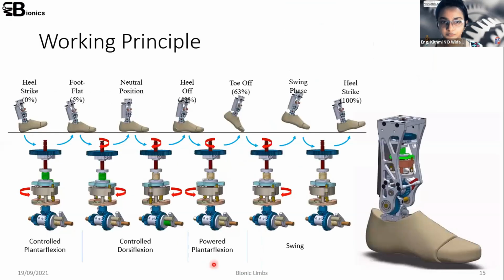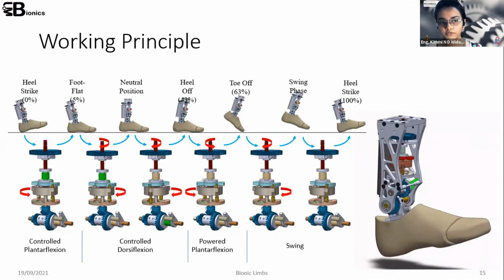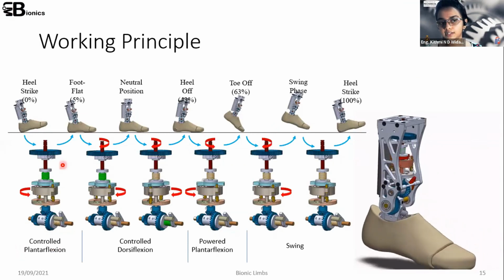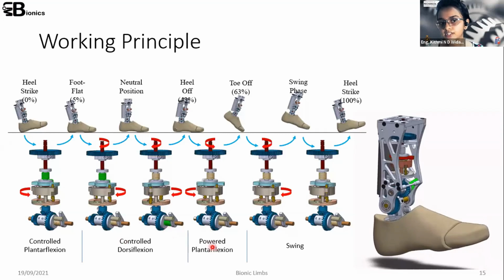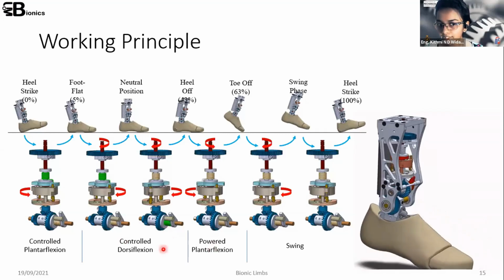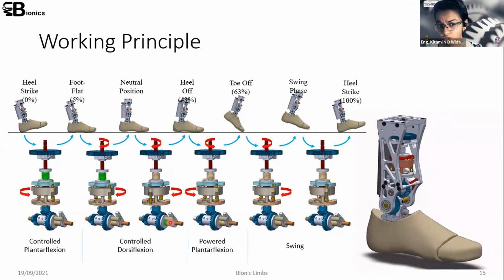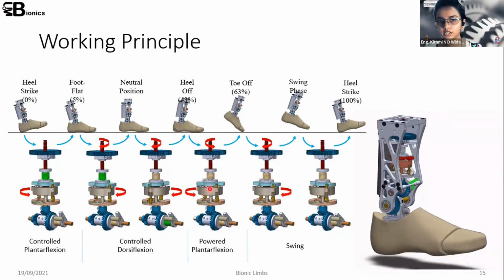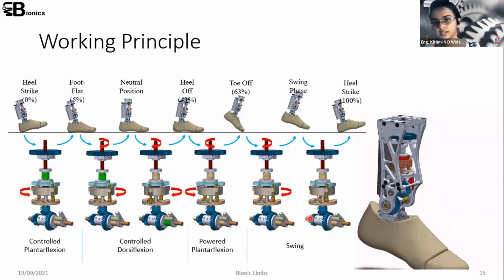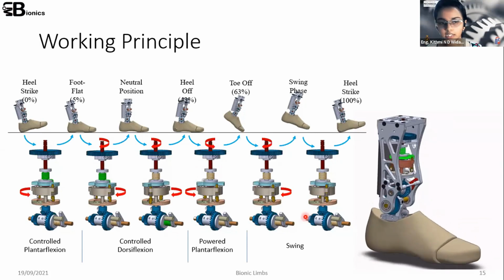And then this is a brief idea about the working principle of the design. Actually, as I told you before, we had controlled plantar flexion. In that phase, this plantar flexion spring is loaded, and in the controlled dorsiflexion phase, this spring is unloaded, but the other spring is loaded. And in the powered plantar flexion phase, the energy absorbed by this dorsiflexion spring is used to support the motion, and additionally we support that motion with the motor as well. So in the swing phase, again the motor resets the position of the leg, the position of the ankle.